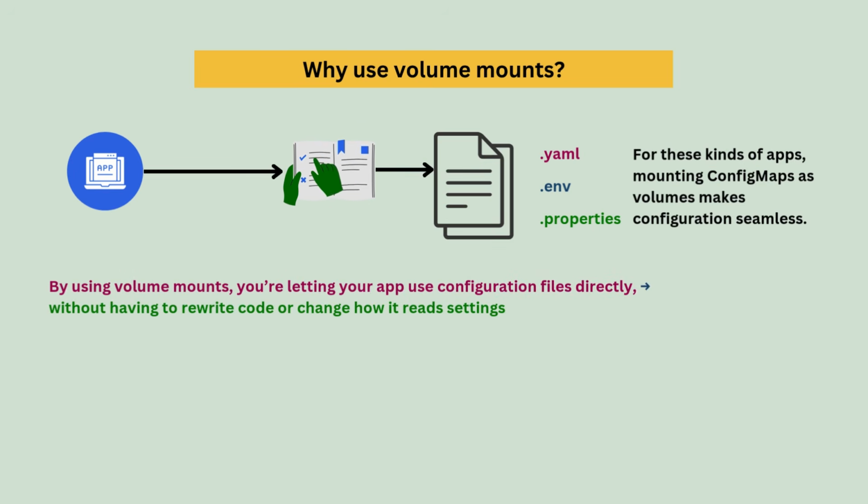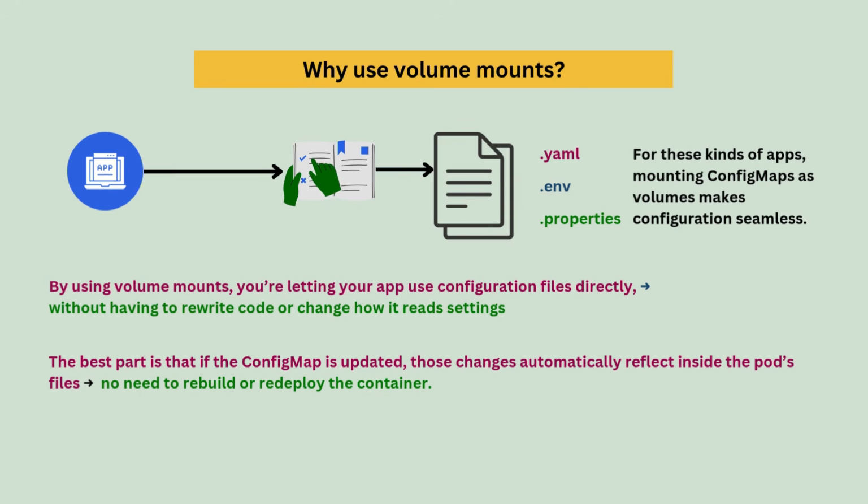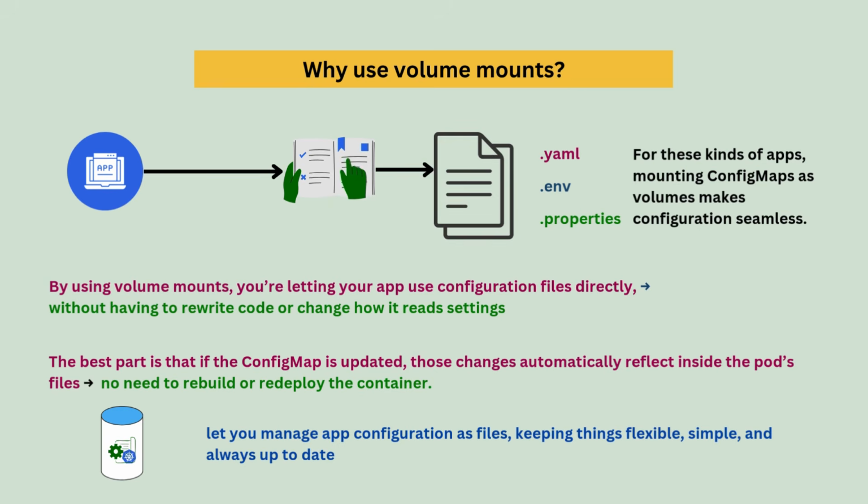By using volume mounts, you are letting your app use configuration files directly without having to rewrite code or change how it reads settings. The best part is that if the config map is updated, those changes automatically reflect inside the pod's files. No need to rebuild or redeploy the container. In short, volume mounts let you manage application configuration as files, keeping things flexible, simple, and always up to date.